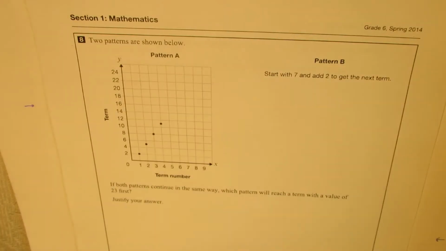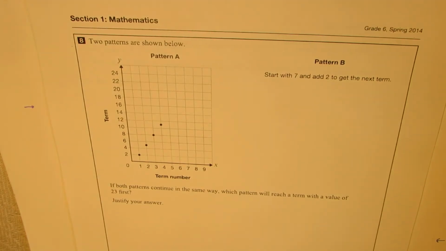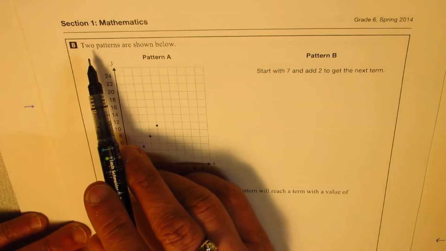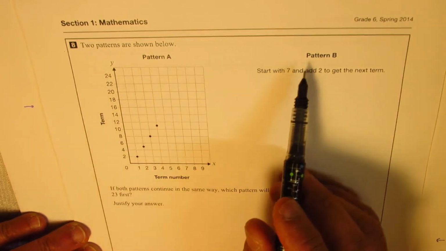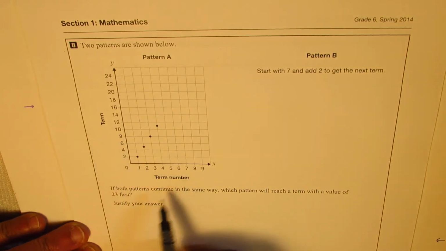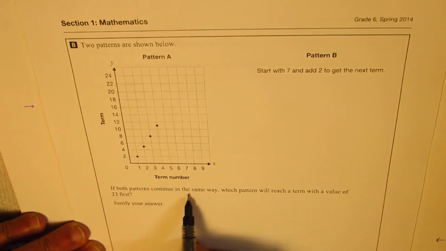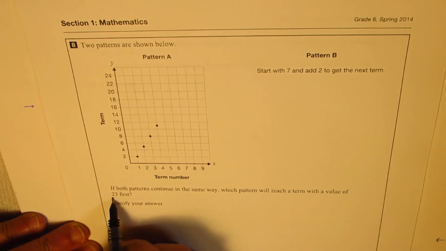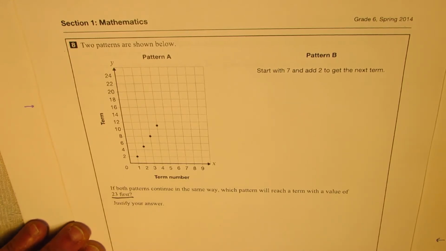So here is question number 8. Now this is an open question. You need to explain while you answer, correct? I would like you to pause the video now, think about it, answer, and then look into my suggestions. Now let's go through the question. 8. 2 patterns are shown below, pattern A and pattern B. Pattern A is terms and term numbers. If both patterns continue in the same way, which pattern will reach a term with a value of 23 first? That is what is required, right?